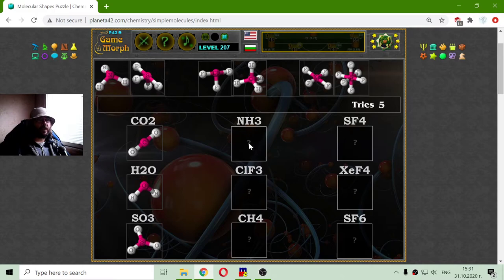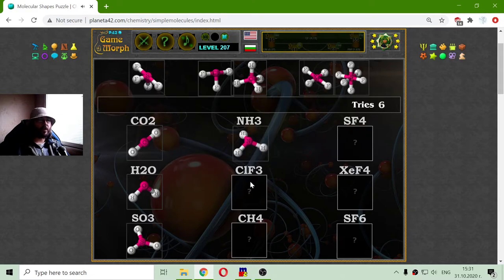And what is the next one? Nitrogen and three hydrogen. There it is. This is the trigonal pyramidal shape. The compound is ammonia.